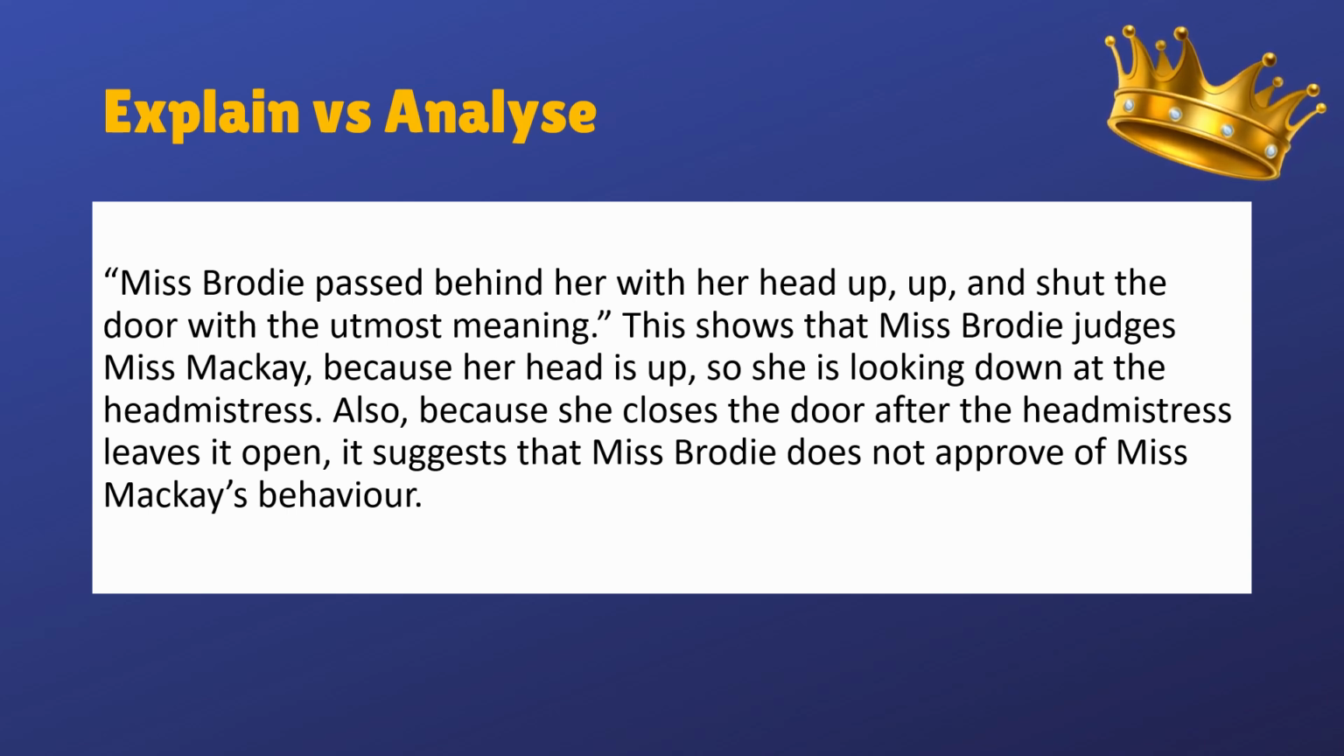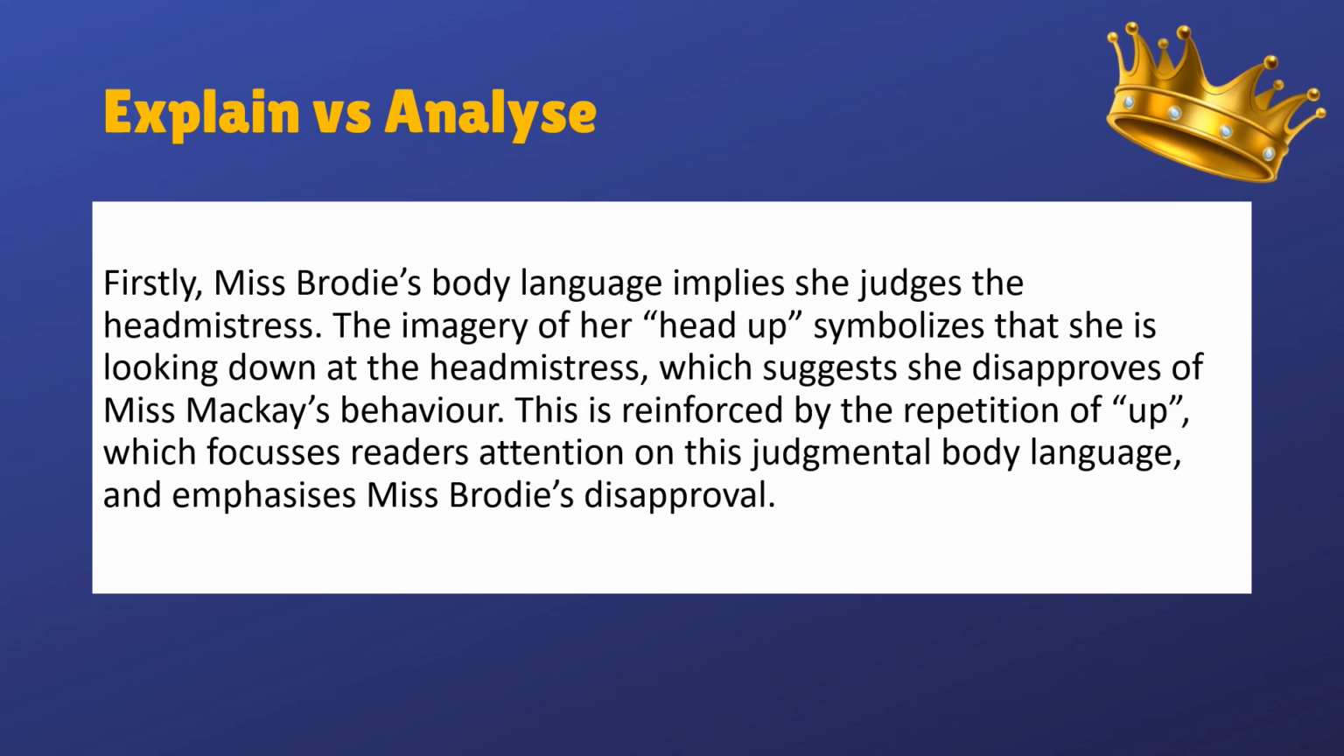So let's look at a different answer, which is going to look at the same type of extract, the same quote, and they're going to analyse it rather than explain. Firstly, Miss Brodie's body language implies she judges the headmistress. The imagery of her head up symbolises that she is looking down at the headmistress, which suggests she disapproves of Miss Mackay's behaviour. This is reinforced by the repetition of up, which focuses readers' attention on this judgmental body language and emphasises Miss Brodie's disapproval.